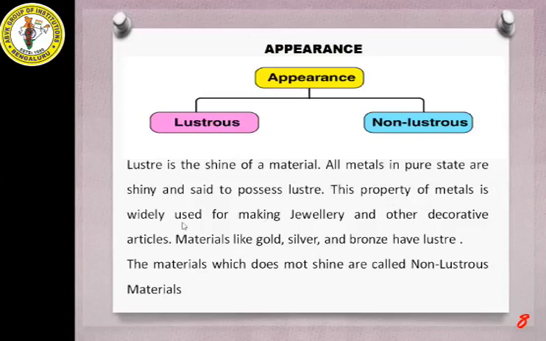This property of metals is widely used in making of jewelries and other decorative articles. So if you want to make some decorative articles or jewelries, you can use these lustrous materials. For example, gold, silver, etc. So the materials like gold, silver and bronze have luster. So they are used for making jewelry and attractive decorative articles. Similarly, the materials which do not have shine are called non-lustrous materials. Example, wood, paper, etc.